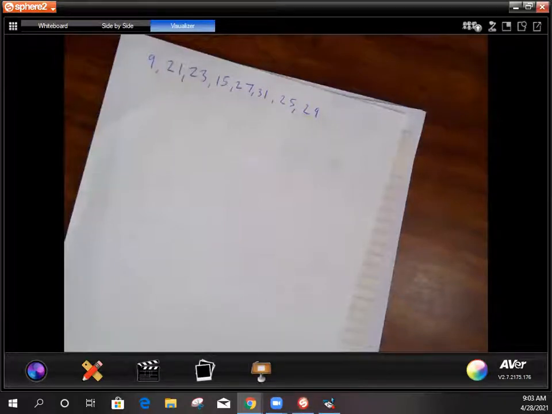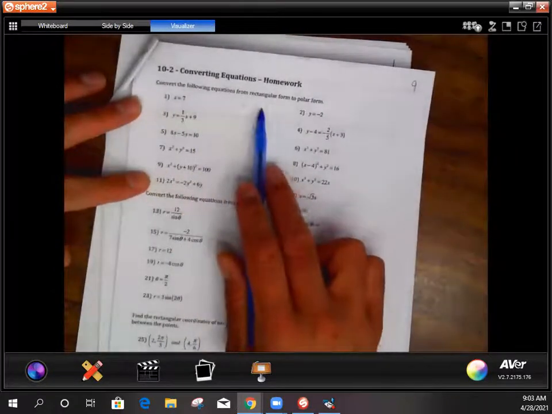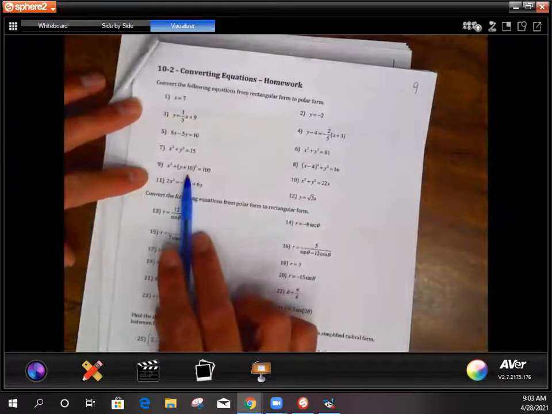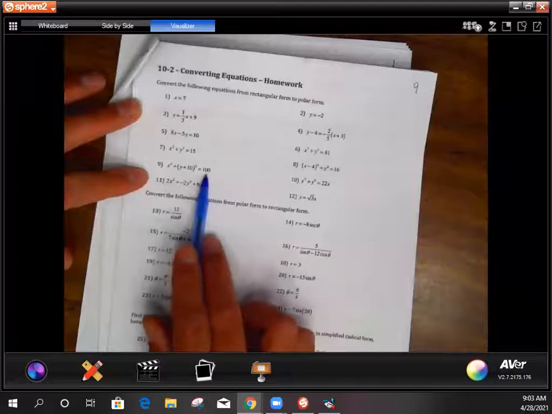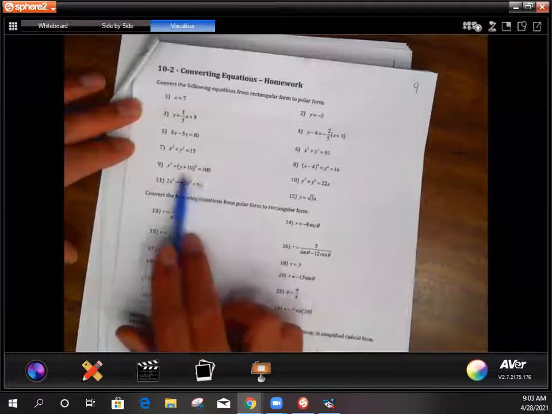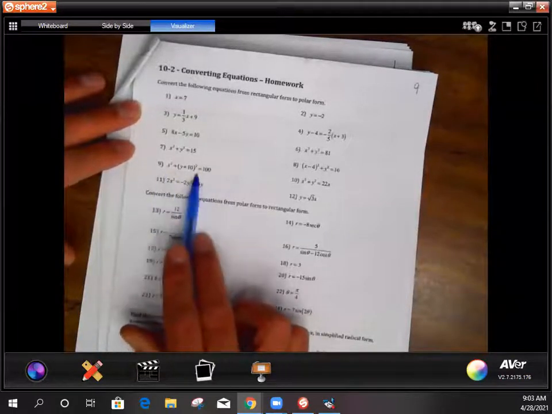All right, so let's go over some converting equations. The first one was number 9. Here was the question: convert the following equations from rectangular form to polar form. For number 9, we have a circle that's shifted up or down 10, and it has a radius of 10, so it's going to be tangent to the x-axis. There's a shortcut way to do that, and I'll show you at the end, but we'll go through it first without the shortcut.